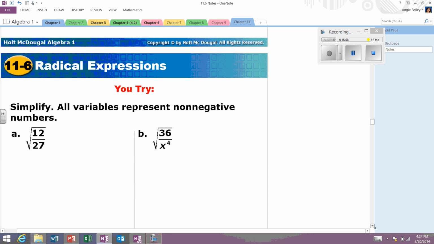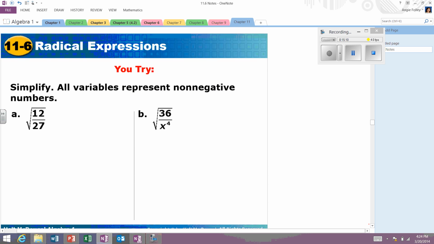Okay, let's try these next two. If you guys want to pause and see if you can get them, that'd be great. Okay, 12 over 27. If you can simplify the fraction first, do it. And we can in this case. 3 goes into 12 4 times, and 3 goes into 27 9 times. So now I have the square root of 4 over the square root of 9, which is equal to 2 over 3.